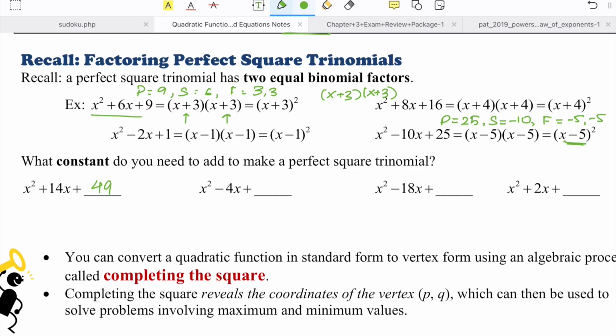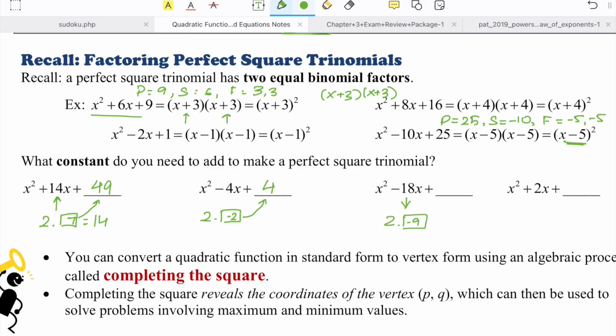Two squared. 2 squared will be 4. So one thing to remember, this is 2 times whatever that is, 14, so it's 7, right? 7 squared will be 49. So you can do 2 times negative 2. Negative 2 whole squared is positive 4.